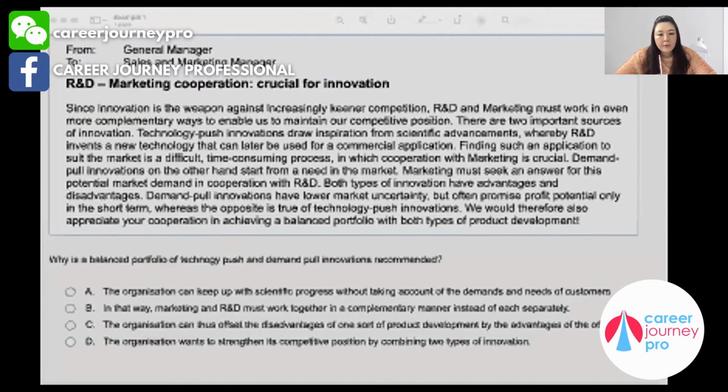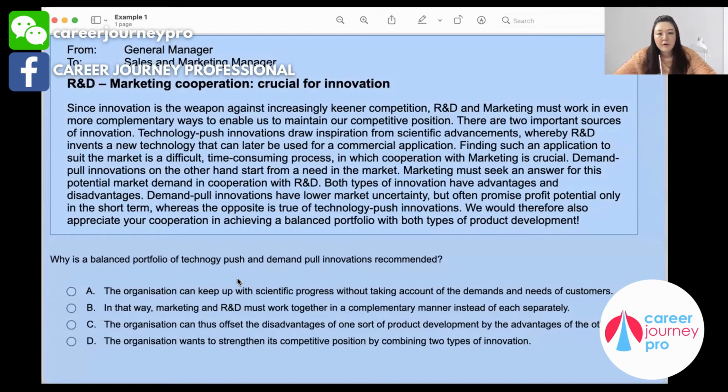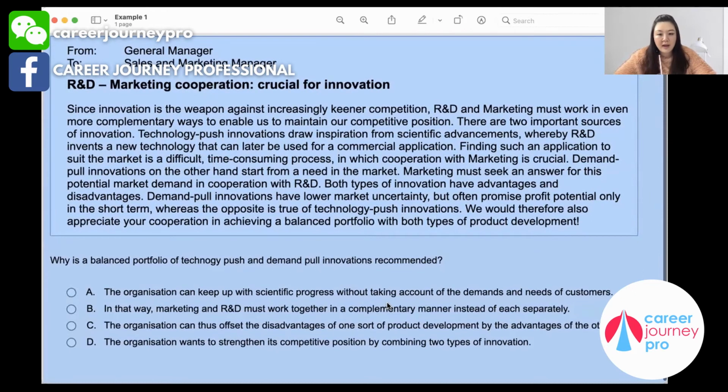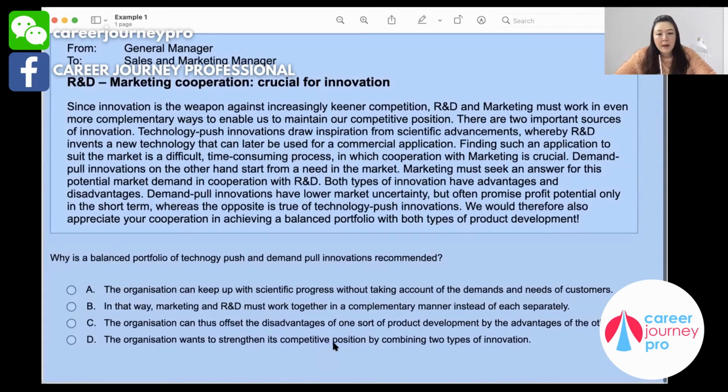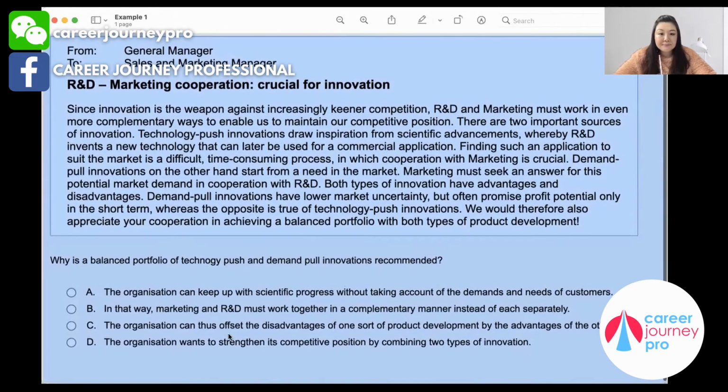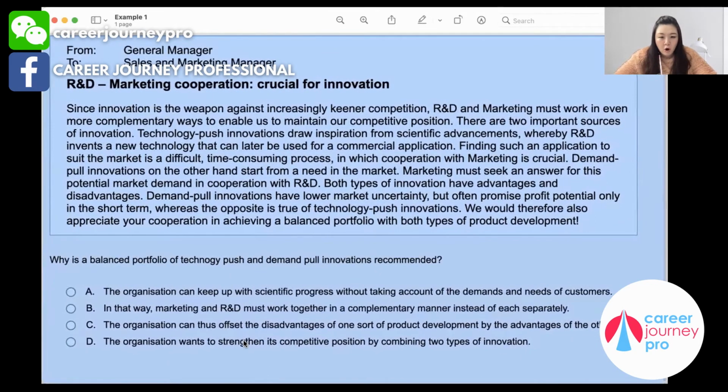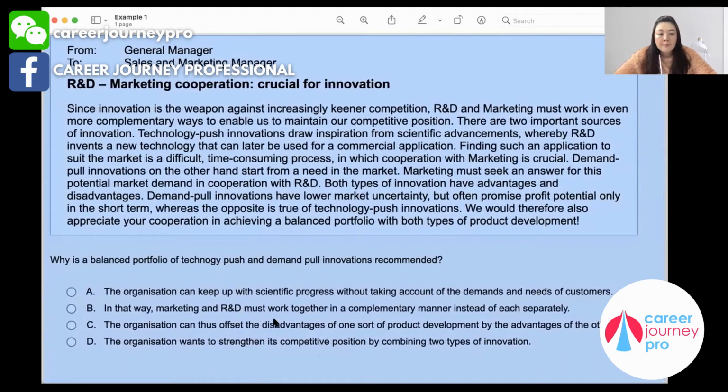Look at the keywords. And point number 3, look at words that sound very definite. Words like must, should, have to. So B has that. Must. So do we have must in the original paragraph? Yes, but like I explained, it was slightly different. Whereas the original one says more complementary ways, meaning they were already working together, B sounds more like they were not working together. Now they have to work together. So after ruling out, D has strengthened its competition by combining two types of innovation. It's not talking about R&D and marketing. It didn't mention that.